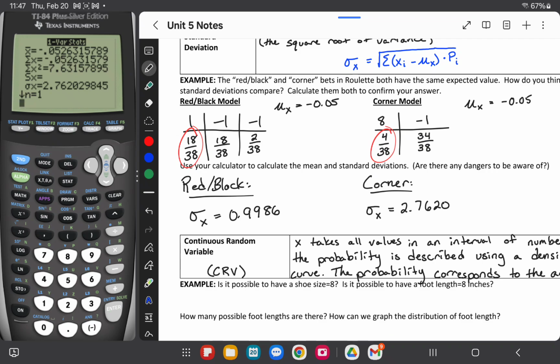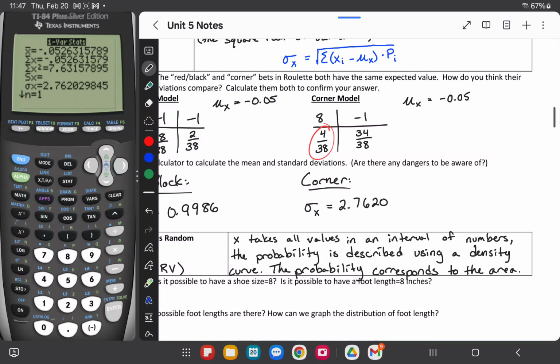So which one would you rather do? Well, if you're wanting to, in the long run, be more consistent, you're probably going to pick the red-black. If you're wanting to win some money right away, you might choose the corner model instead because you have a higher chance of winning more, but also you're risking more. Now, are there any dangers to be aware of when we're calculating the mean and standard deviation? Obviously, anytime we're using our calculator, we need to be careful entering our data, making sure that we are plugging in all of the right numbers into the right places. That would be the only thing to be really careful with.